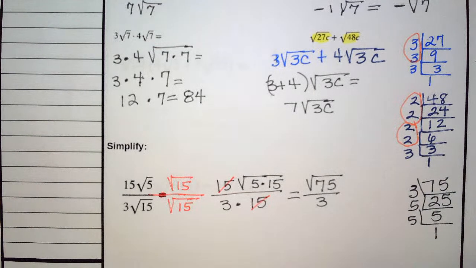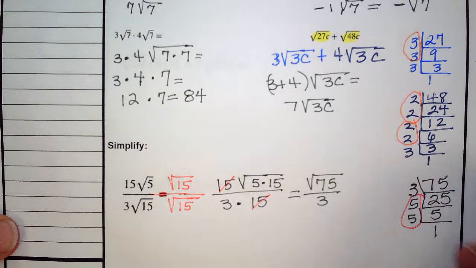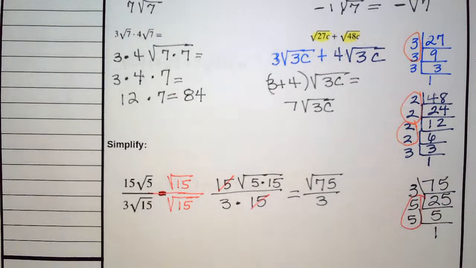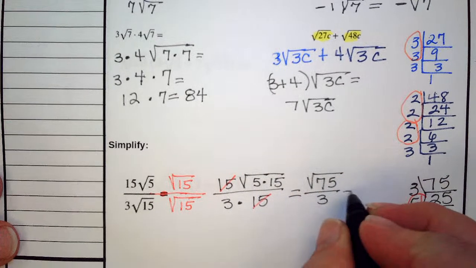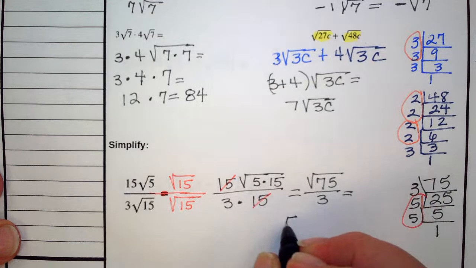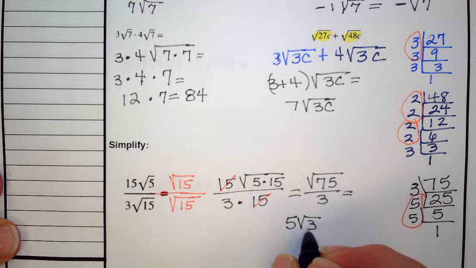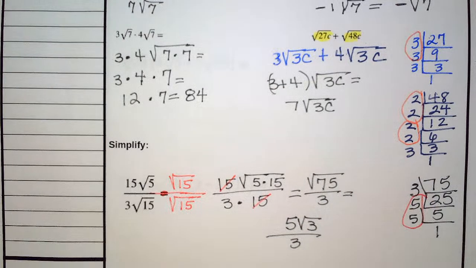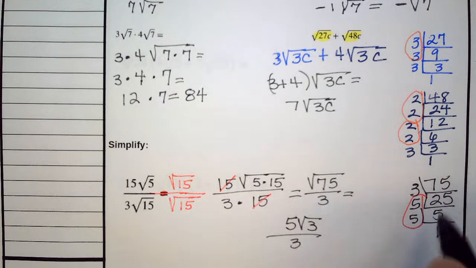This time I have a pair of 5s to bring out, and then I'll have the square root of 3. So this becomes 5 square root of 3 over 3. And I'm done. Still a lot of making sure we've simplified our radicals.